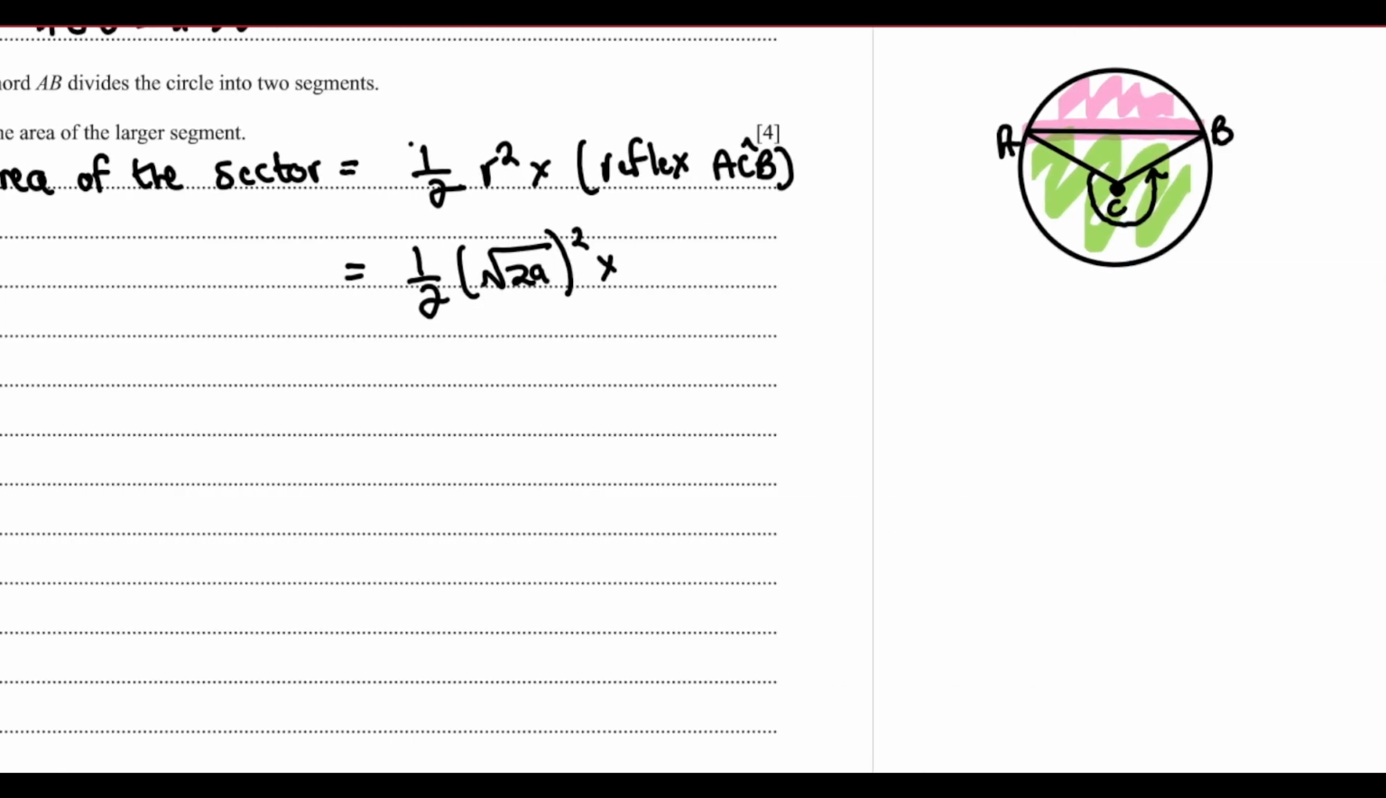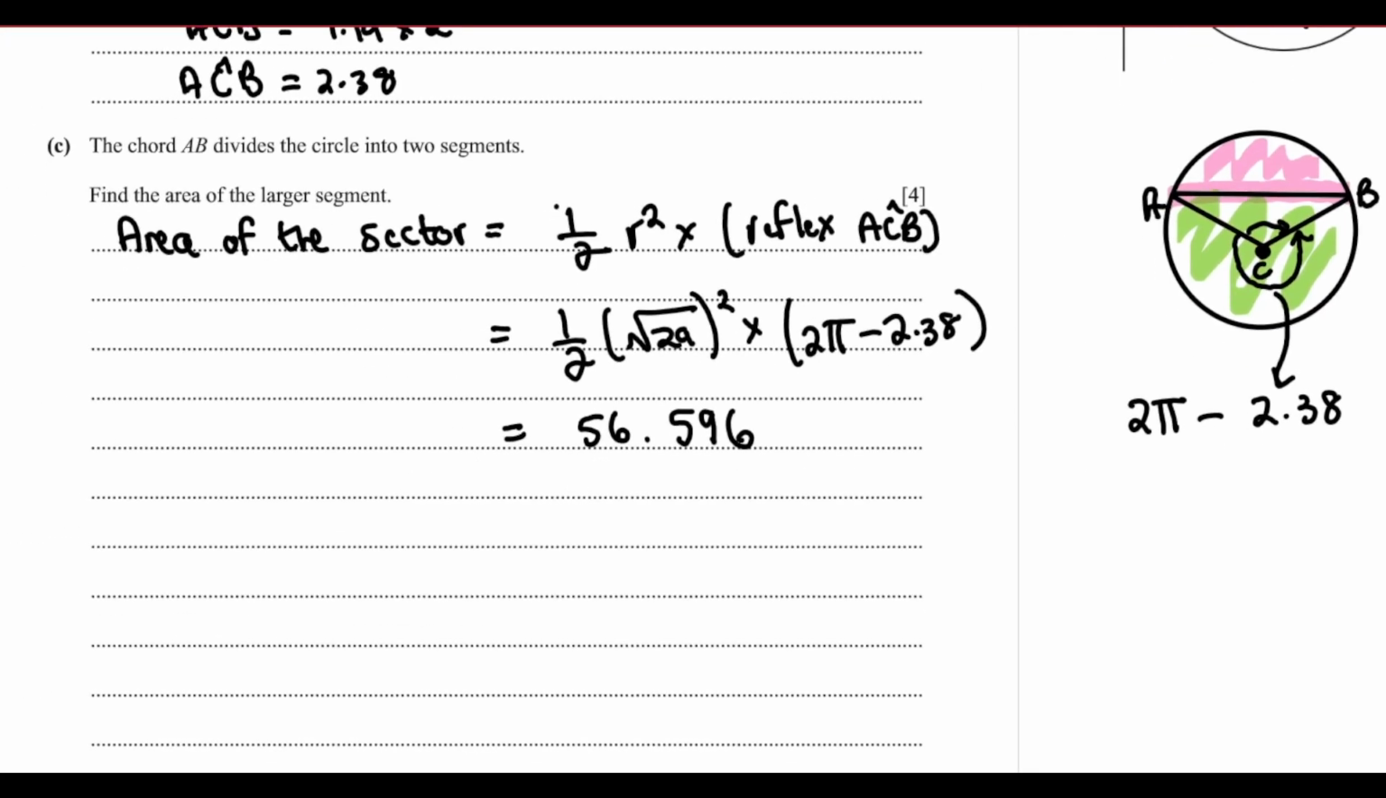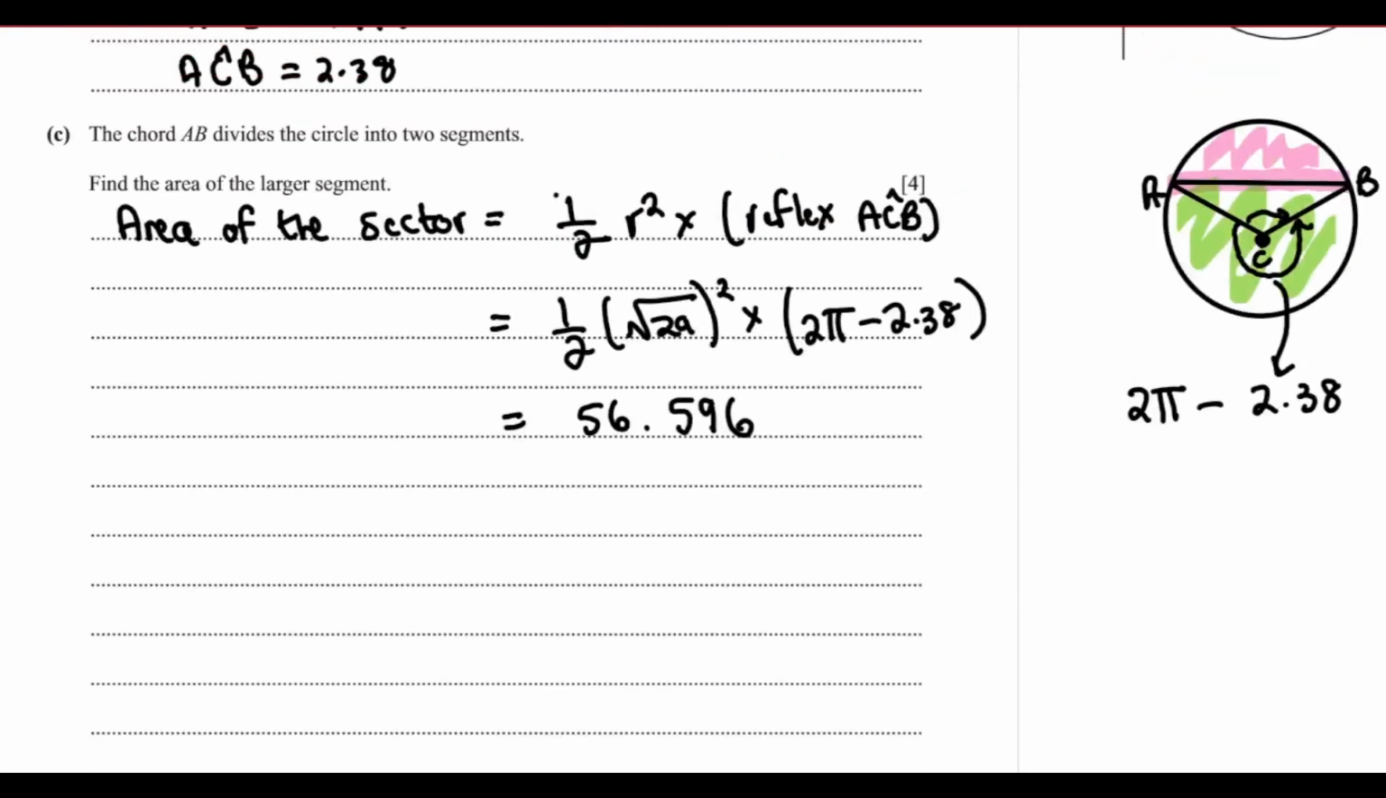Now, how big is reflex angle ACB? Remember, that was 2.38. So this would be 2 pi, or 360 degrees, minus that 2.38. So I multiply by that. If you put that in your calculator, you'll end up getting 56.596. I'm just sticking to 3 decimal places. In the end, we can round as needed. But we're not done.